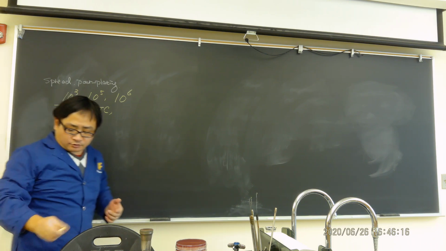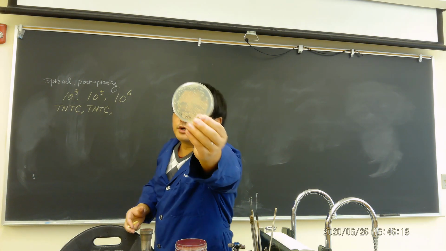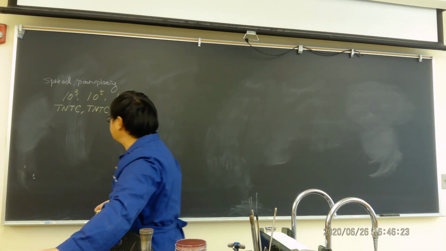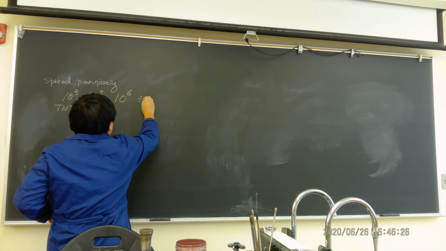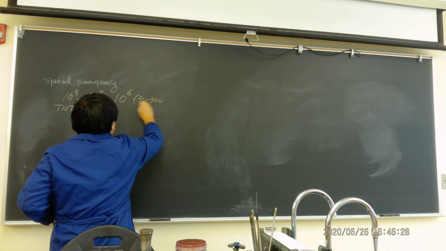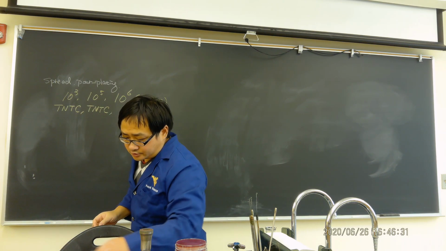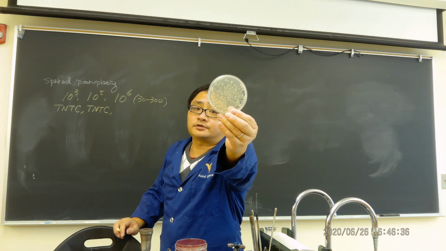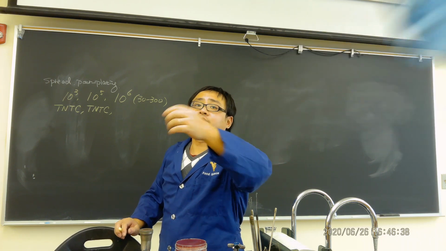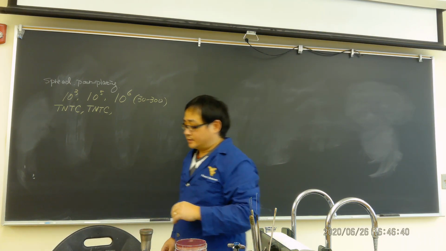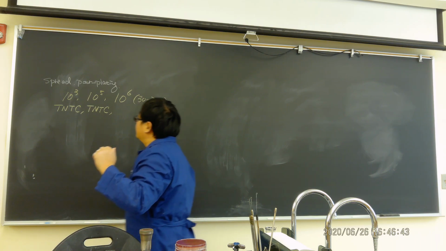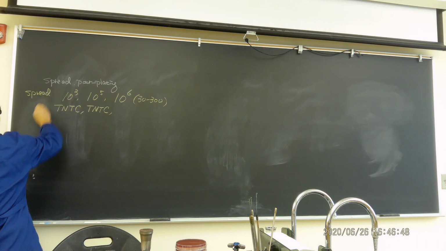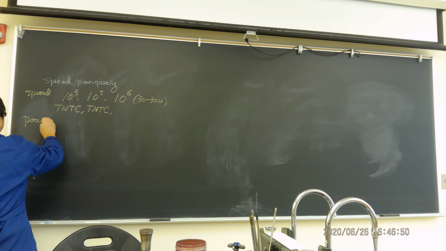Now 10 to the 6, when we look at that, you will see the number is approximately between 30 to 300. Therefore, we would love to count it. So who wants to count this? Sean, can you go ahead and count this to see the number? Okay, that's very important. So Sean will count it. And then this is spread plating. And the pour plating is right here.